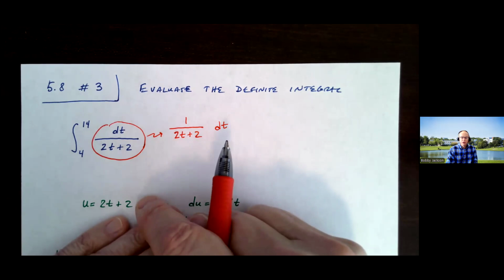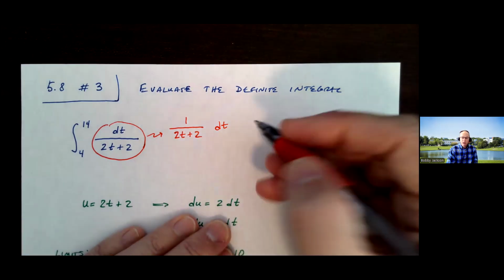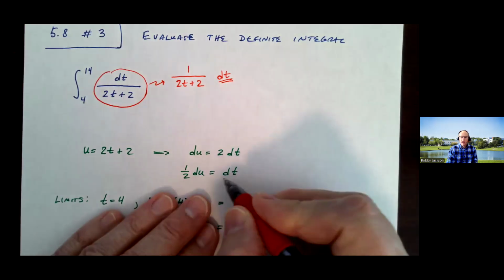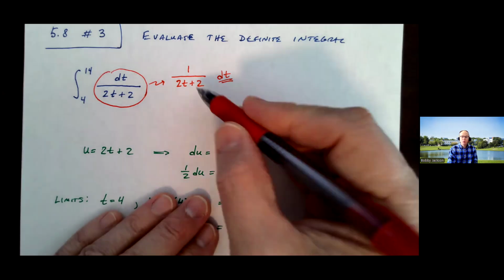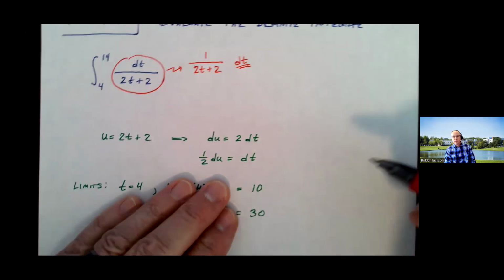If u is 2t plus 2, of course, the derivative of 2t with respect to t is 2. So I get du is 2 dt. And you say, well, I only have 1 dt. Well, that's easy. Just multiply both sides by half, and I get that. And so what form are we going to get? We're going to get 1 over u du. And we know, hopefully, what the antiderivative of that is.